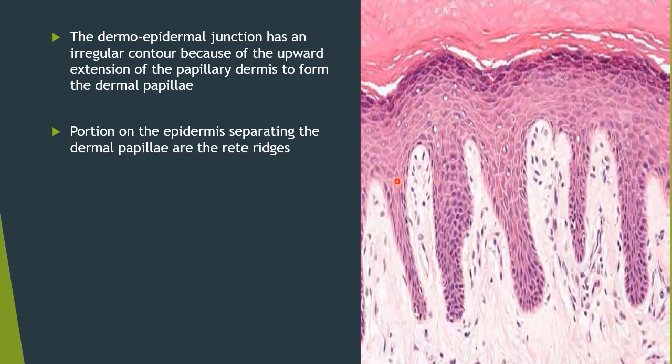Next is the dermoepidermal junction. At the dermoepidermal junction, the dermal fibrocollagenous stroma projects upward in papillary parts, which are called the papillary dermis. In between the papillary dermis, there are downward projections of the stratified squamous epithelium in the form of rete ridges.